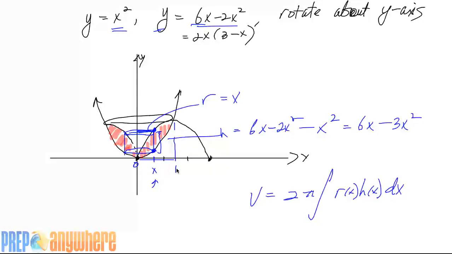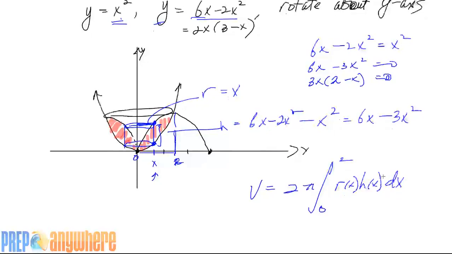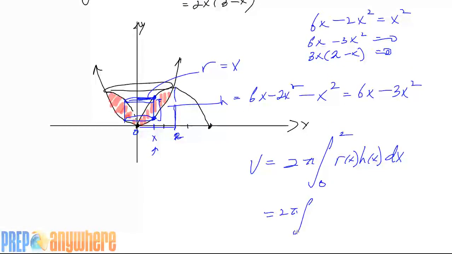You know what? Actually, I don't know that it's intersecting at 1. You have to make these two equal to each other, right? I think it's going to intersect at 2. Let me see here. If you make those equal to each other, 6x minus 2x squared is equal to x squared. 6x minus 3x squared equals 0, so 3x times 2 minus x, right? So it intersects at 2, so we have to integrate from 0 to 2. Alright, so 2 pi, we have the radius, which is x, and the height is 6x minus 3x squared.